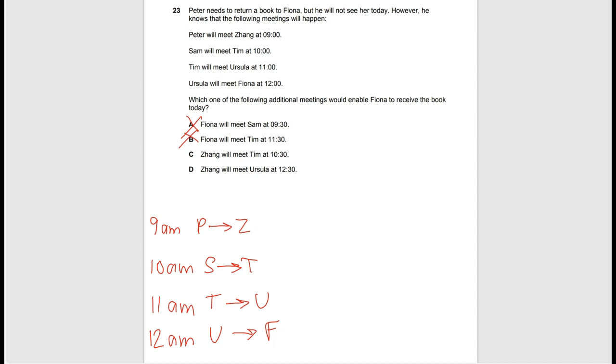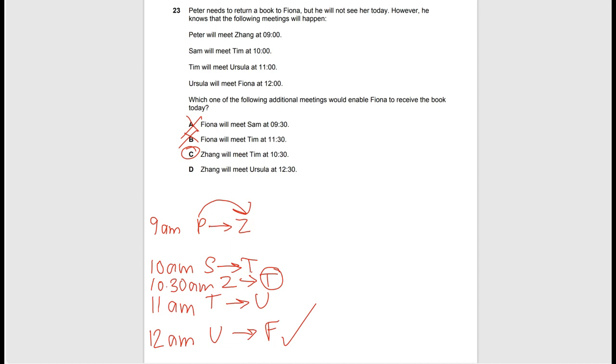Let's look at C. Zhang will meet Tim at 10:30. Now this is good. We're talking about Zhang because Zhang does have the book. Peter gave the book to Zhang in the 9 o'clock meeting. So Zhang will meet Tim at 10:30. If I come here and say at 10:30 a.m., Zhang will meet Tim, this is perfect because Peter gave the book to Zhang. Now Zhang at 10:30 is going to give it to Tim. Tim will give it to Ursula, and Ursula will give it to Fiona. That's perfect.